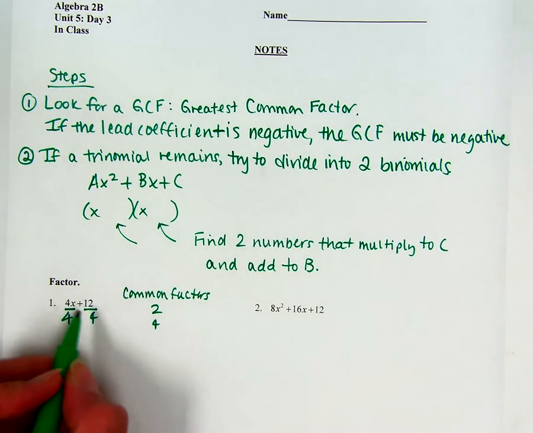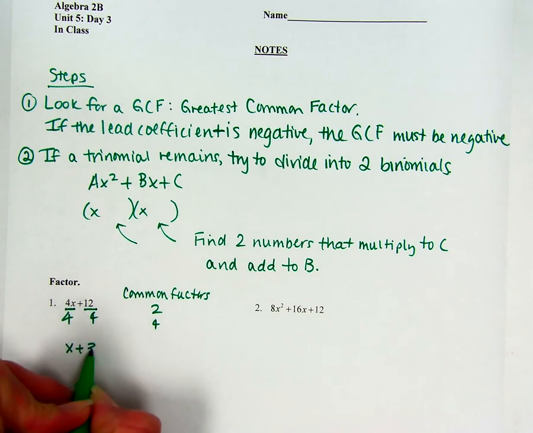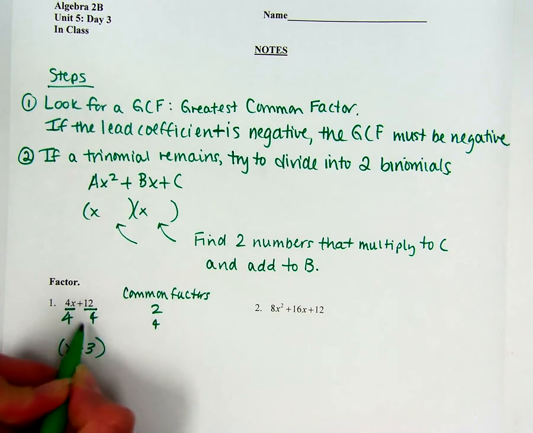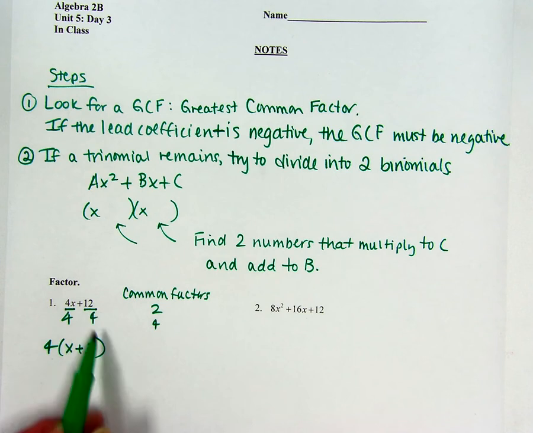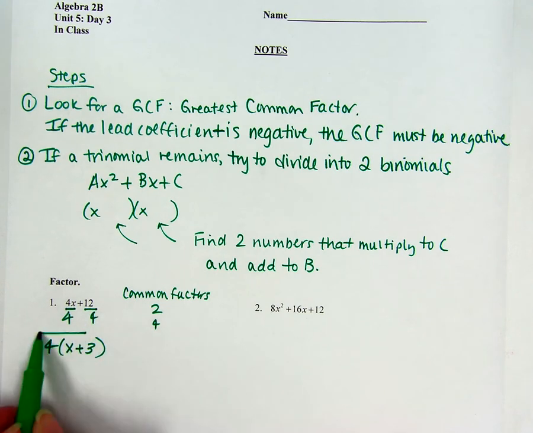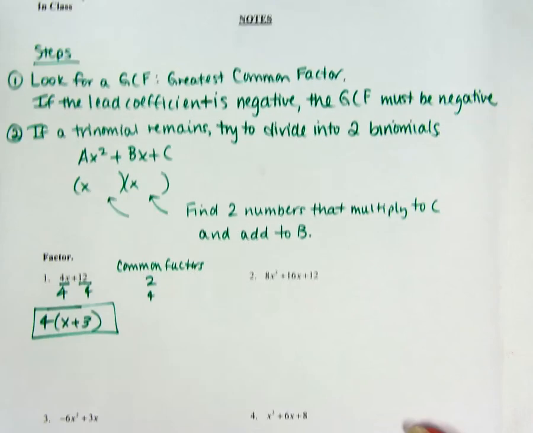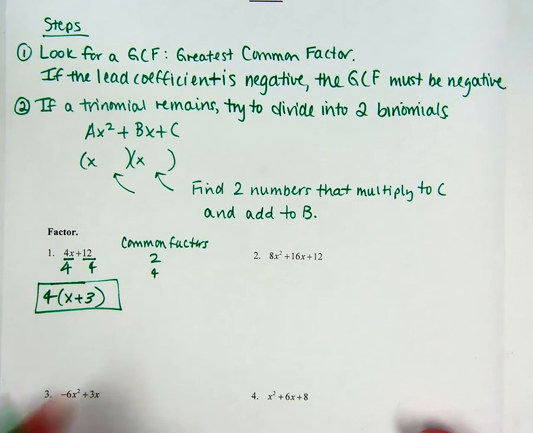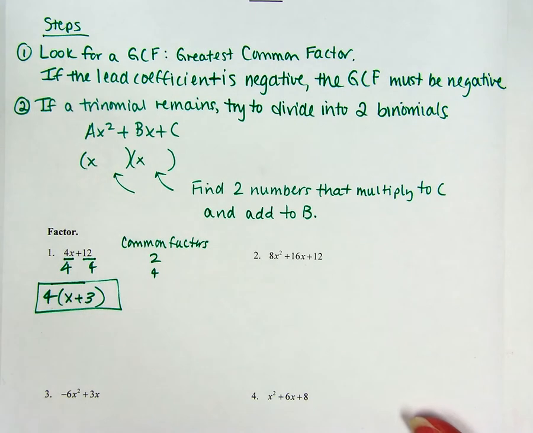So I'm going to divide them by 4. 4x divided by 4 is just x, and 12 divided by 4 is positive 3. And the thing that I divided out has to go on the outside. So essentially, if I were to distribute the 4 back in, 4 times x is 4x, 4 times 3 is 12, I would get the original problem. So you're essentially just dividing. That's what factoring is. But whatever you're left with here should multiply back to give you your original problem.